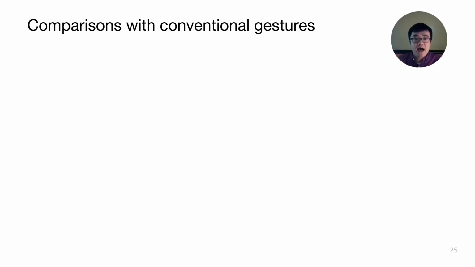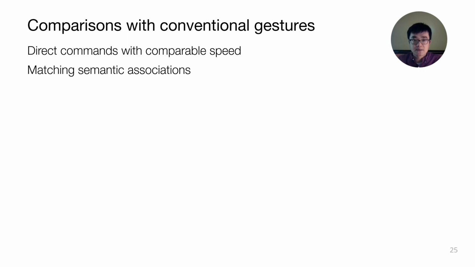We also provided high-level comparisons with conventional gestures. First, dexterous gestures can be used as a direct command. The speed is comparable to using a motion gesture as a limiter followed by a command gesture. Second, dexterous gestures can have matching semantic associations, such as spinning the phone to give, transfer, or show the content to collaborators.